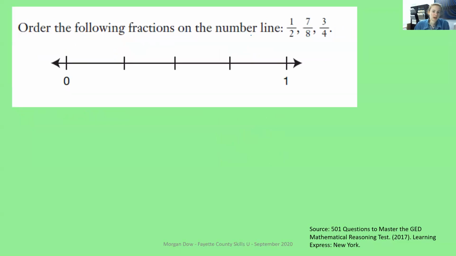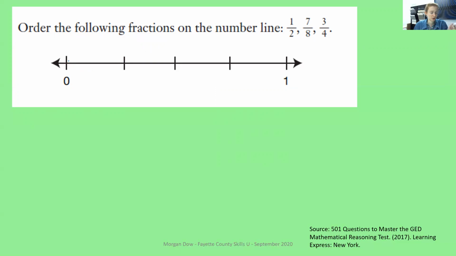Order the following fractions on the number line: 1/2, 7/8, and 3/4. So we've got 3 fractions here. As I mentioned in the last lesson, anytime you're given a number line, you want to take some time to check out the situation, see where your number line starts. It starts at 0, and ends at 1. And I see that the space between 0 and 1 has been broken up into parts. What is the interval of this number line? What does each little jump along the number line represent?